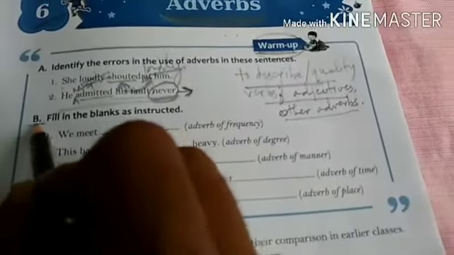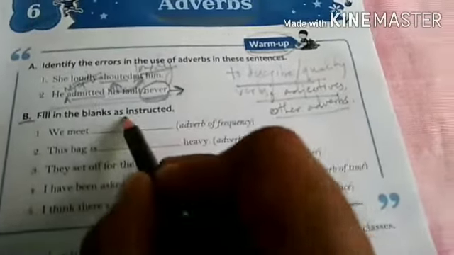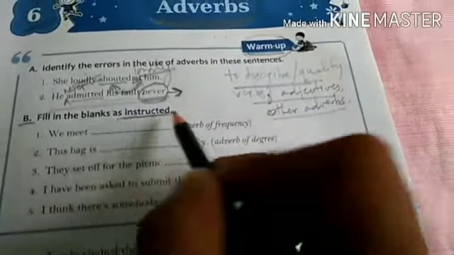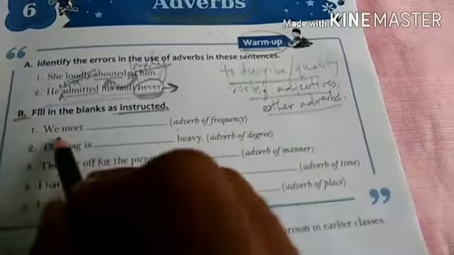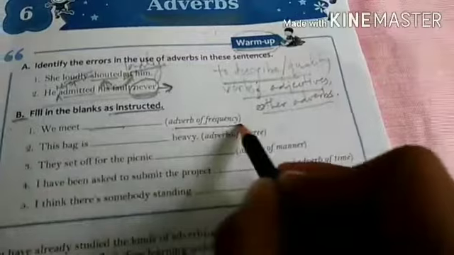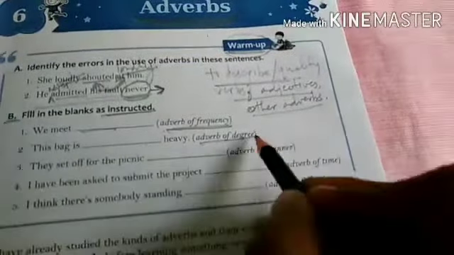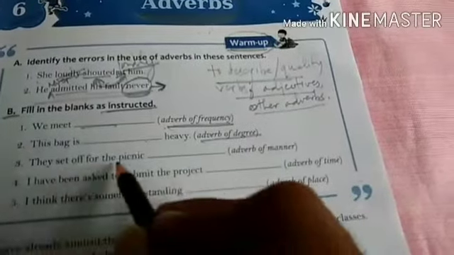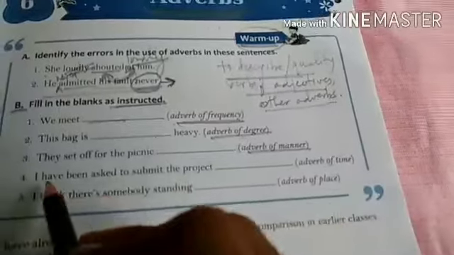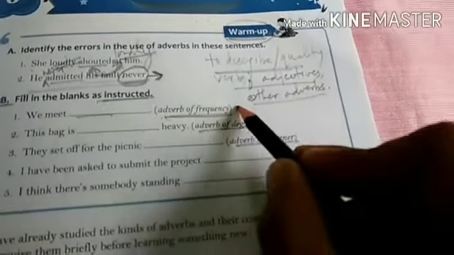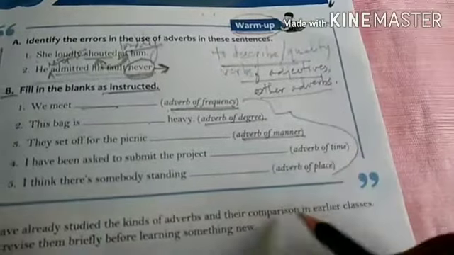Now exercise B of the warm-up section, that is fill in the blanks as instructed. Fill in the blanks as instructed. So here in each we have given: we meet dash, adverb of frequency. Okay, this bag is dash heavy, adverb of degree. They set off for the picnic dash, adverb of manner. Okay, so all we have to use different kinds of adverbs here.